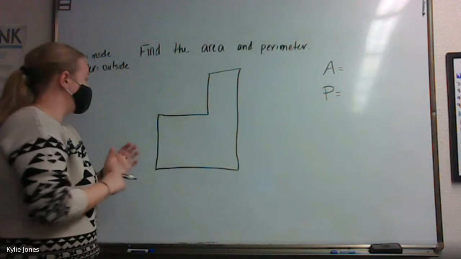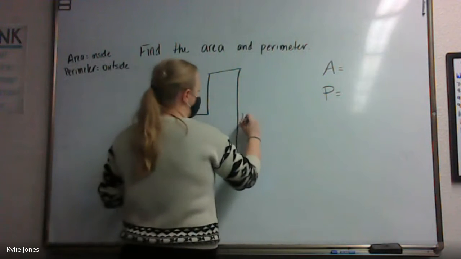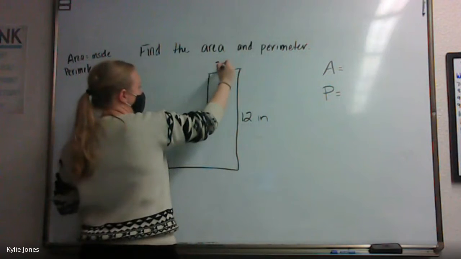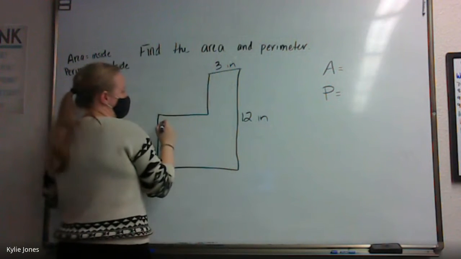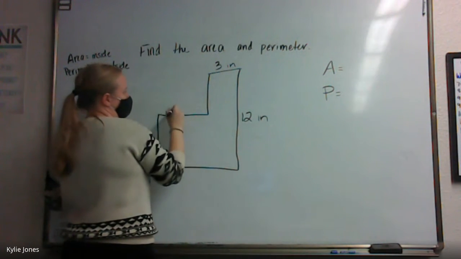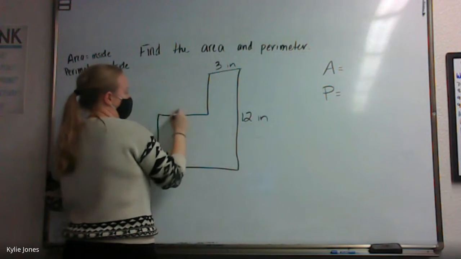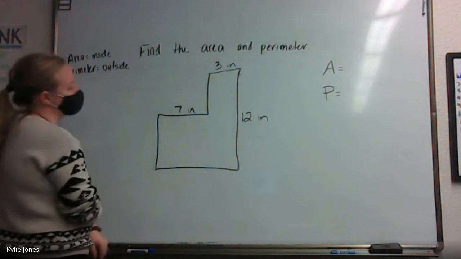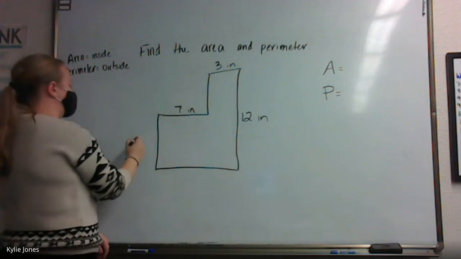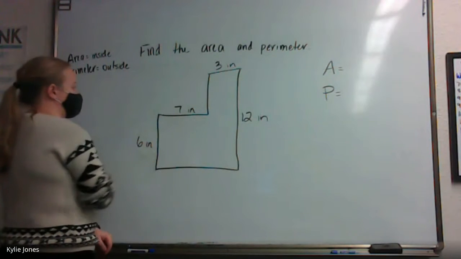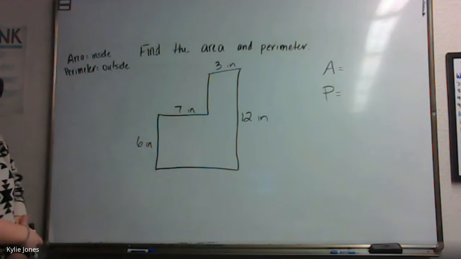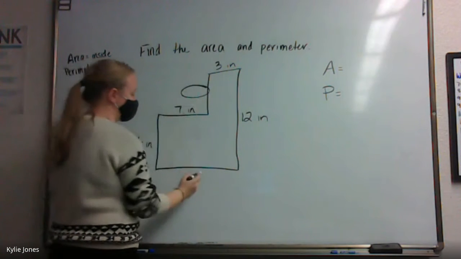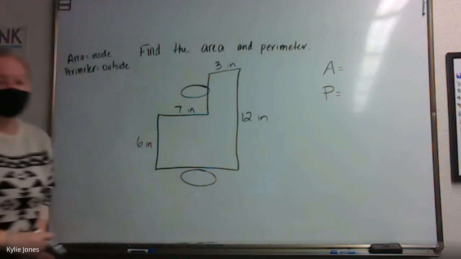So let's say that this is 12 inches. This one is 3 inches. This is 7 inches. And this is 6 inches. I think that should be enough information. You should be able to figure out the missing measurements. So you're going to need to find this measurement and this measurement, and then you're good to go.